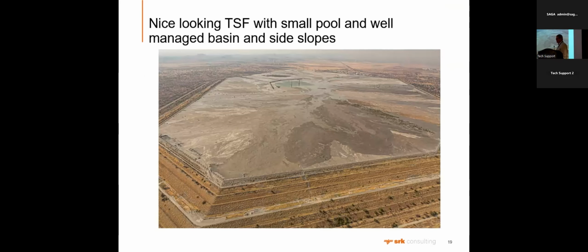So this is a nice-looking tailings dam. It's a bit more than 50 years old. And what is nice is look at that small pool there. And the regular shape is also pleasing.